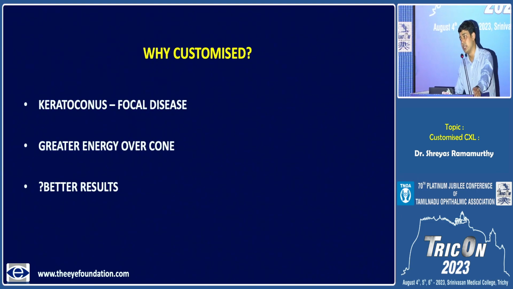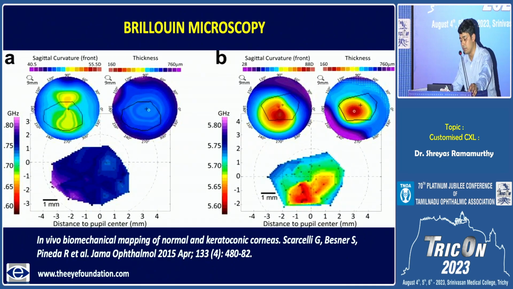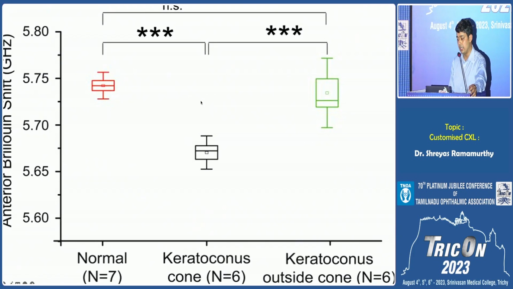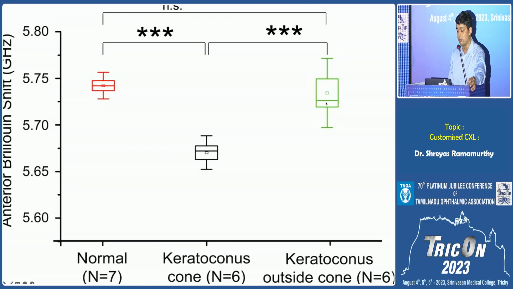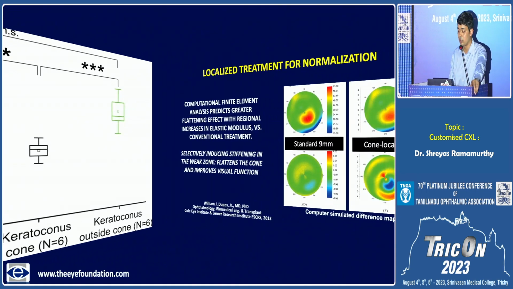So customized, essentially, keratoconus starts off as a focal disease, and the question is whether greater energy delivery or greater fluence over the cone can give us better results. This came about from early Brillouin microscopy studies, which showed that while imaging from the center to the periphery, the region of the cornea outside the cone in keratoconus had a Brillouin shift similar to that of a normal cornea, indicating that the tensile strength outside the cone is possibly similar to that of a normal cornea.